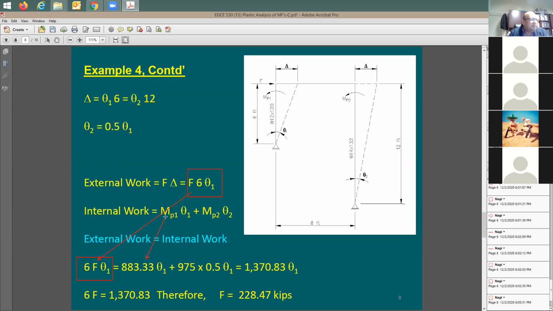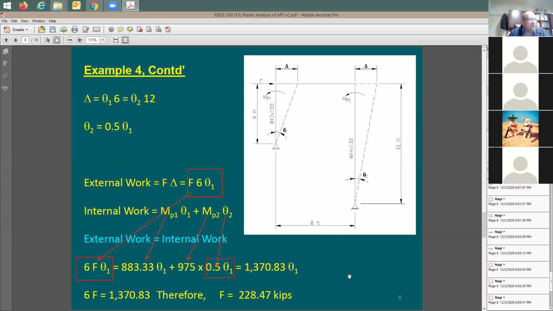Here's MP1 and here's MP2. Theta 1, just use it as is. How about theta 2? I would say let's put it in terms of theta 1. It's going to be equal to 1/2. Here we go. This is going to be what? Theta 2 that you have in your analysis.